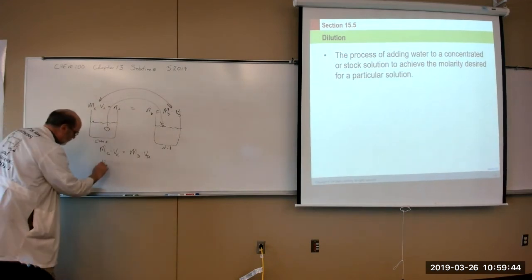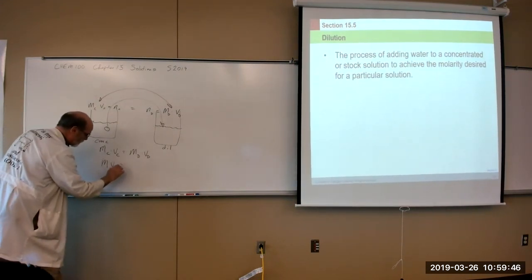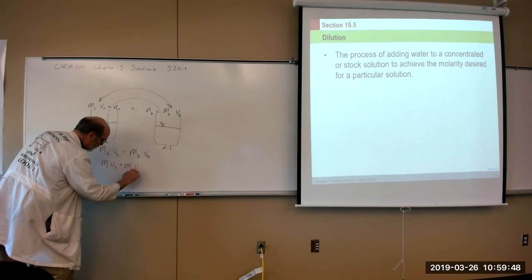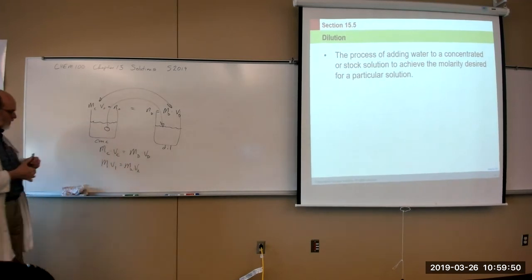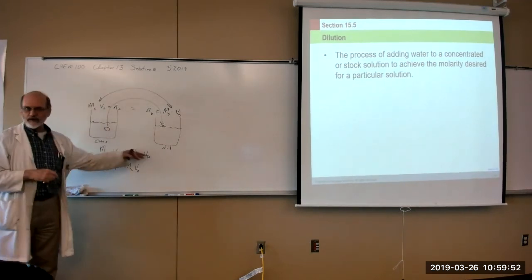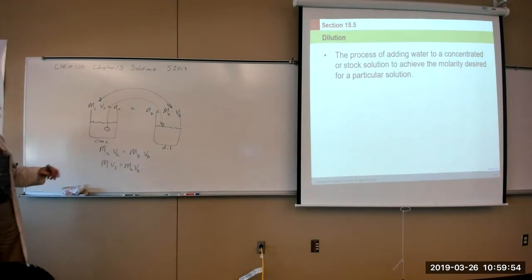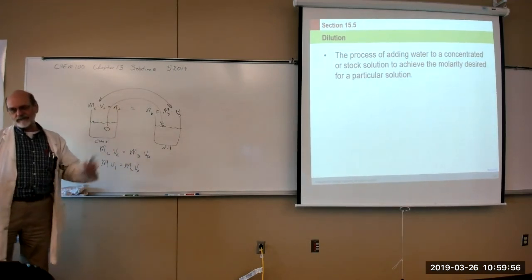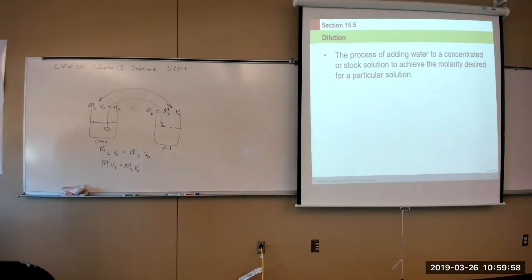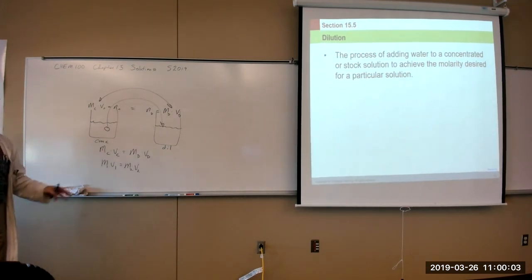Sometimes I write it this way: M1V1 equals M2V2. When you do it that way, you've got to know which one's concentrated and which one's dilute. But when you use these subscripts, then it's given to you. So that's how we dilute things, that relationship.